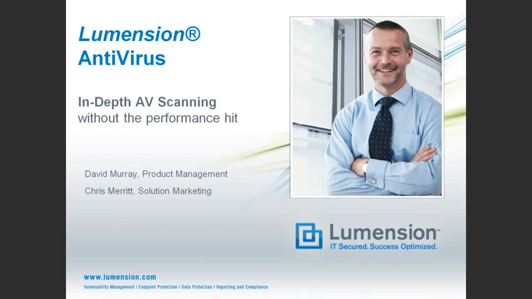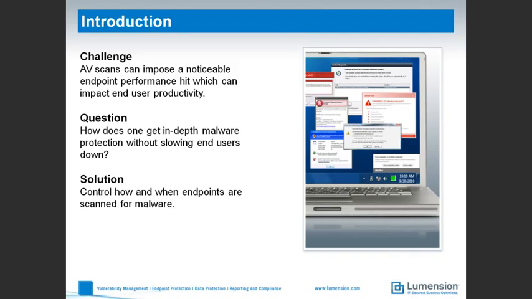Hello, my name is Chris Merritt, and in this episode I'm joined by David Murray from Product Management to discuss how you can protect your endpoints using Lumension AntiVirus. AV provides pre-lockdown and ongoing cleaning capabilities which are vital to defense in-depth security strategies. But AV scans can impose a noticeable endpoint performance hit, which can impact end-user productivity. Organizations need to protect their endpoints without unduly impacting user productivity or experience. So, David, how does one get an in-depth malware protection without slowing end users down?